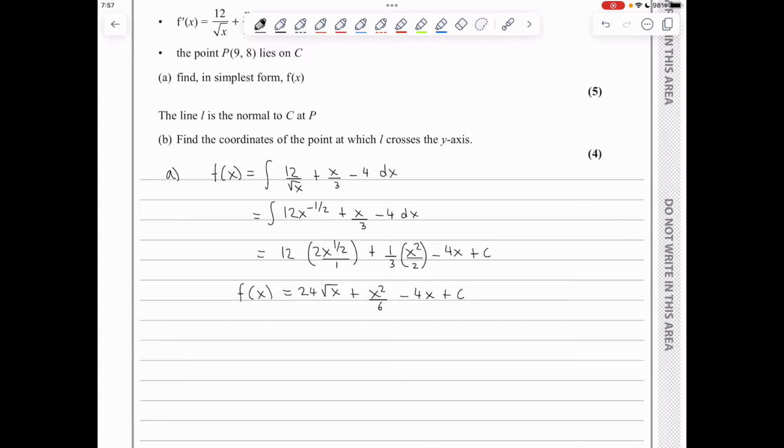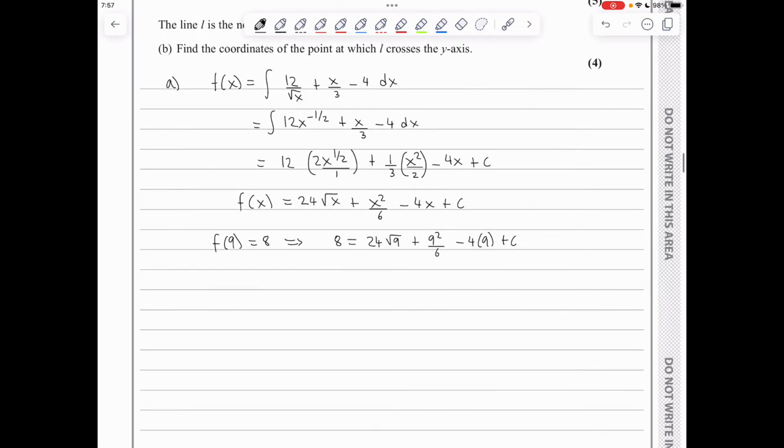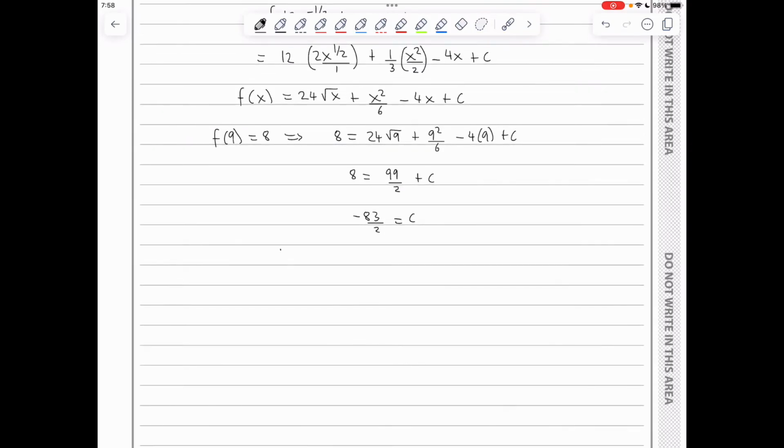So we know that f of 9 is equal to 8, which means I can substitute to get 8 is 24 times root 9 plus 9 squared over 6 minus 4 times 9 plus c, which leads to 8 is 99 over 2 plus c, and therefore we've got that minus 83 over 2 is the value of c. So the only thing missing is just to state that f of x is 24 root x plus x squared over 6 minus 4x minus 83 over 2.